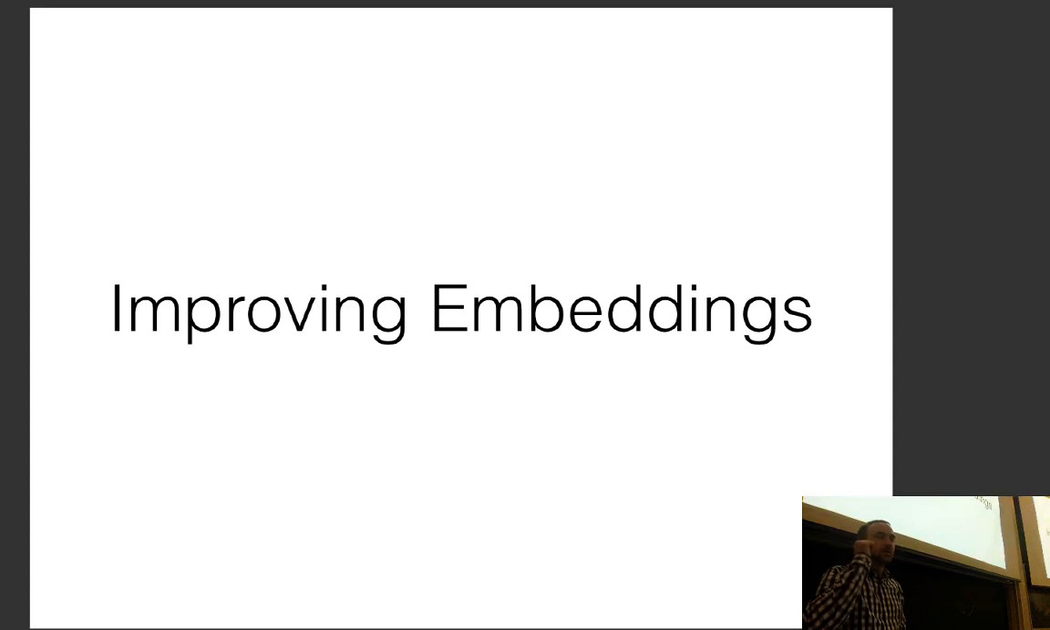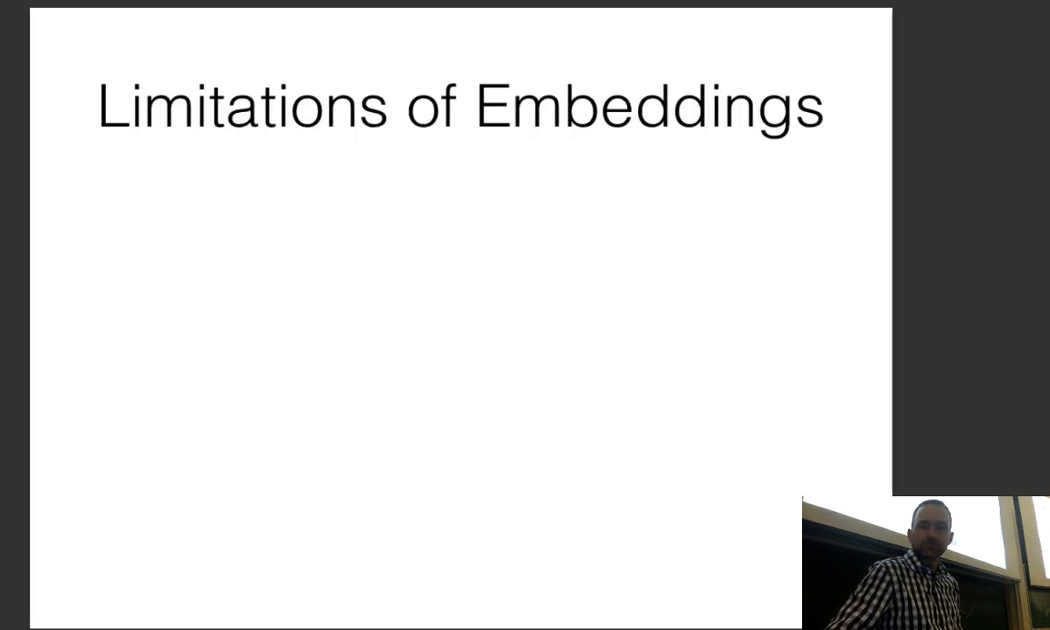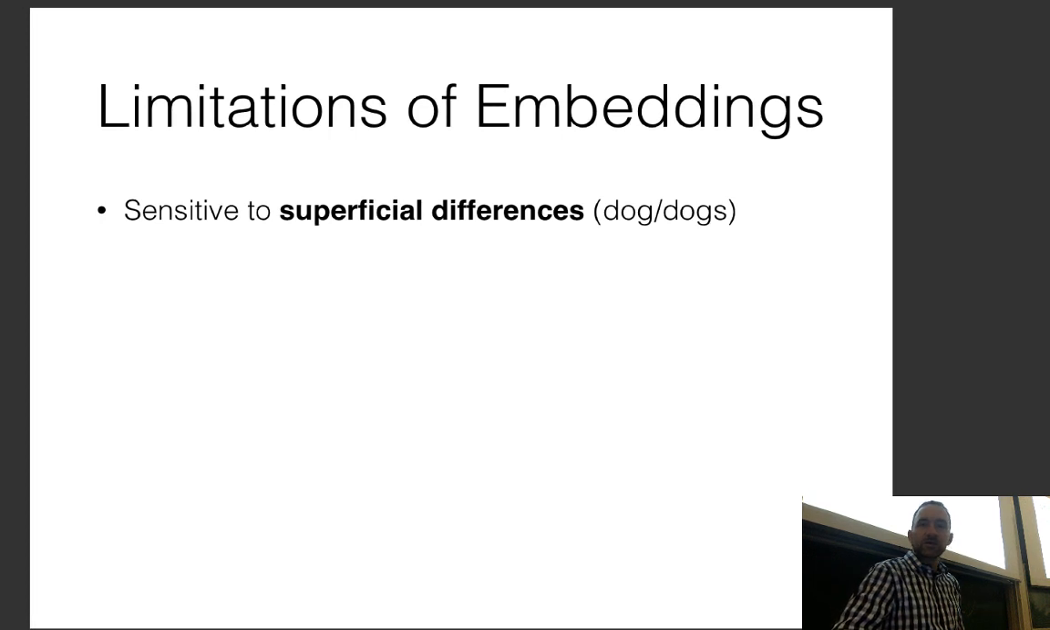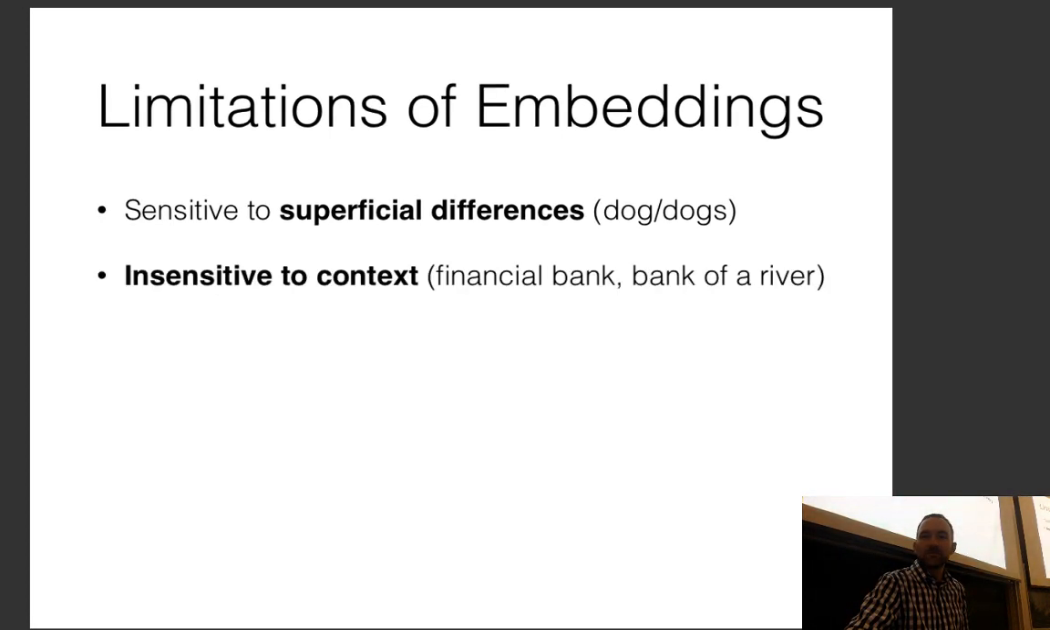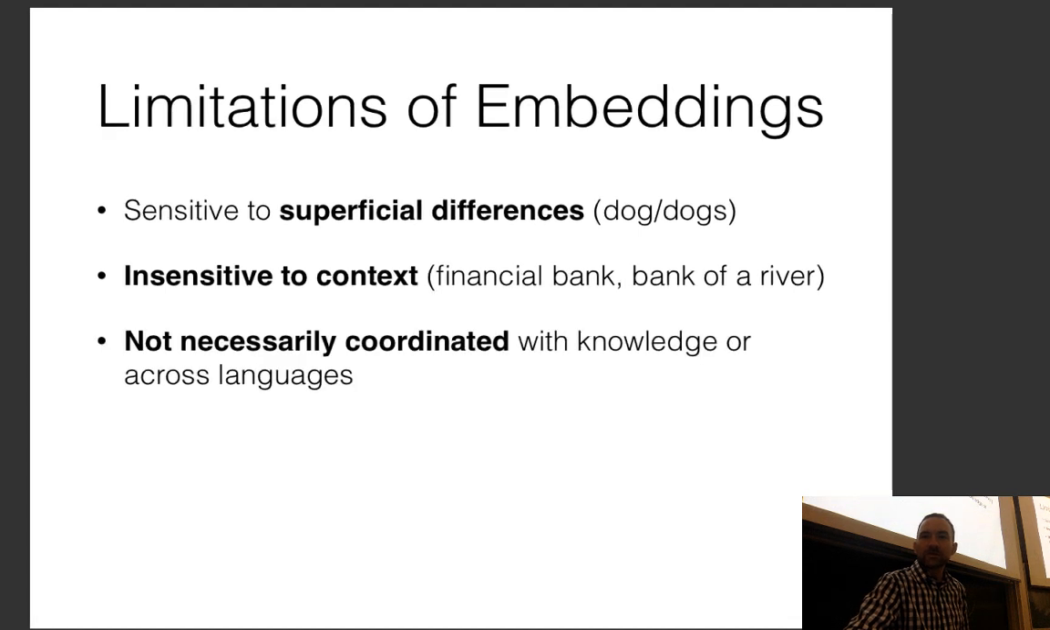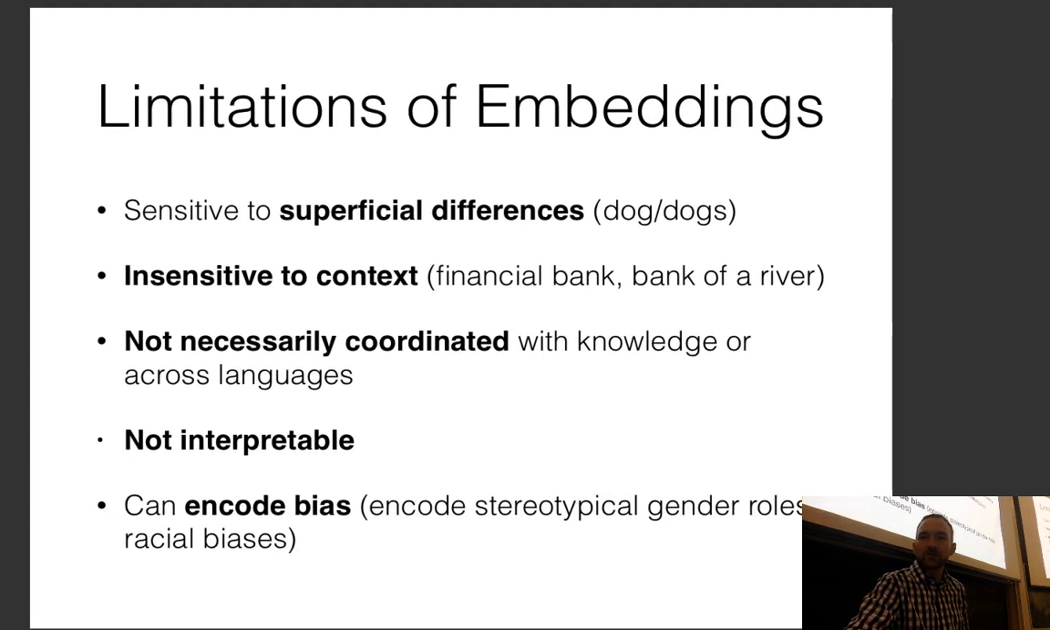So what I want to cover instead is specific problems with word embeddings, specific kind of failures or genres where embeddings could be improved in general, and solutions for each of those. So some of the limitations are that they're sensitive to superficial differences. They're also insensitive to context. So for example, financial bank and bank of a river. They're not necessarily coordinated with knowledge or across languages. They're often not interpretable. And also they can encode biases like stereotypical gender roles, racial biases, etc. And I will talk about each of these problems and some solutions in turn.